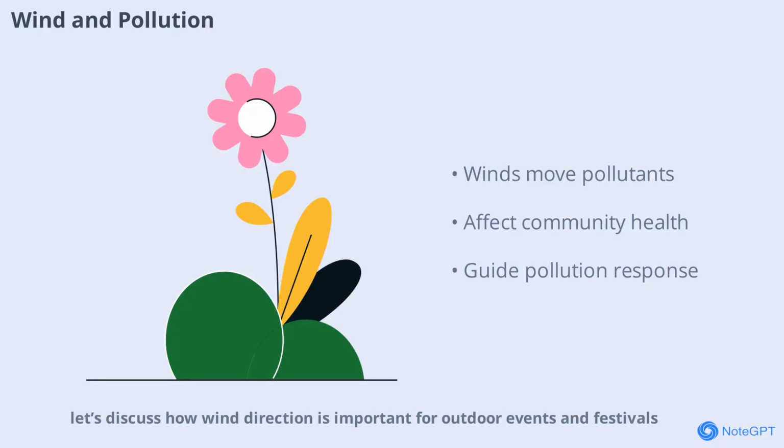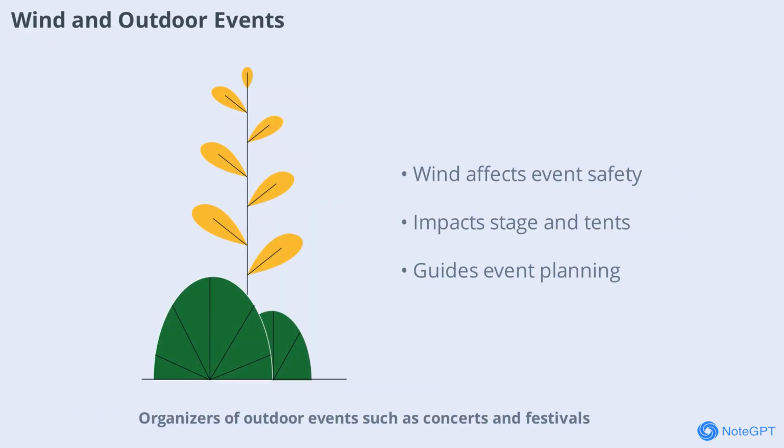Next, let's discuss how wind direction is important for outdoor events and festivals. Organizers of outdoor events, such as concerts and festivals, monitor wind direction to ensure safety and comfort for attendees. Strong winds can affect stage setups, tents, and sound quality. By understanding wind patterns, event planners can make informed decisions about layout and safety measures. Wind direction also influences the spread of smoke from fireworks or grills.